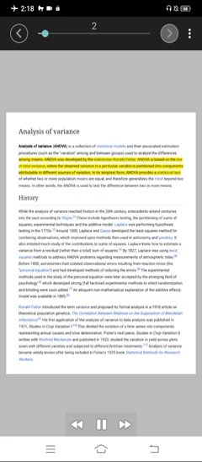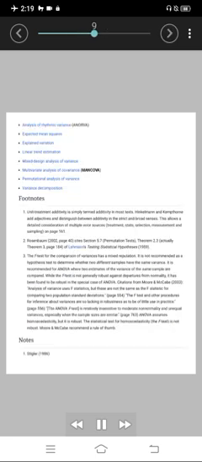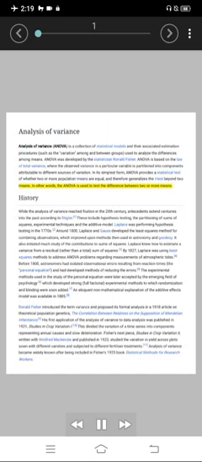In its simplest form, ANOVA provides a statistical test of whether two or more population means are equal, and therefore generalizes the t-test beyond two means. In other words, ANOVA is used to test the difference between two or more means.